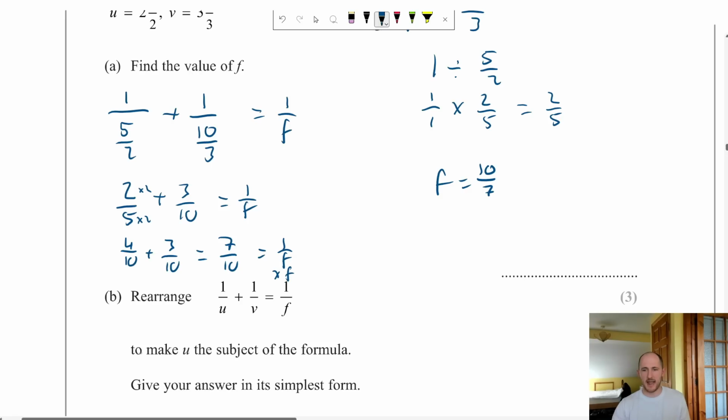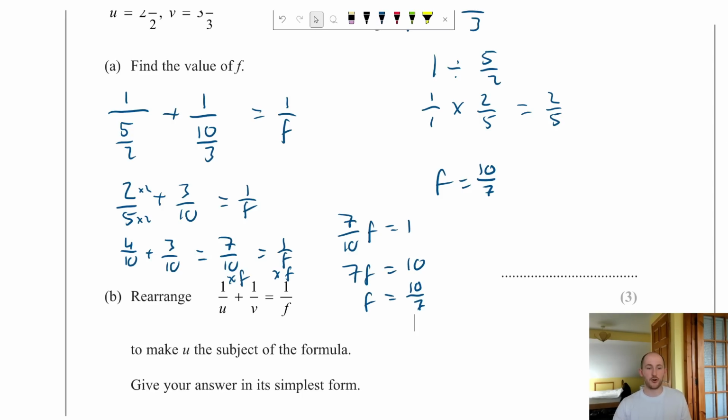Times both sides by f to bring it up to the top. We get 7 over 10f equals 1. I'm going to times both sides by 10. 7f equals 10. Divide both sides by 7. You get f is equal to 10 over 7. No matter which way around you want to do it, you'll get the right answer regardless.